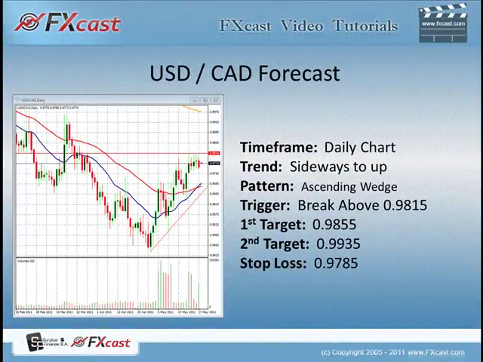Next we have the dollar Canadian. We're in a sideways up. Long term it's in a downtrend. The last month it's been an uptrend, so we have an ascending wedge pattern. Let's pull up the charts and take a look.